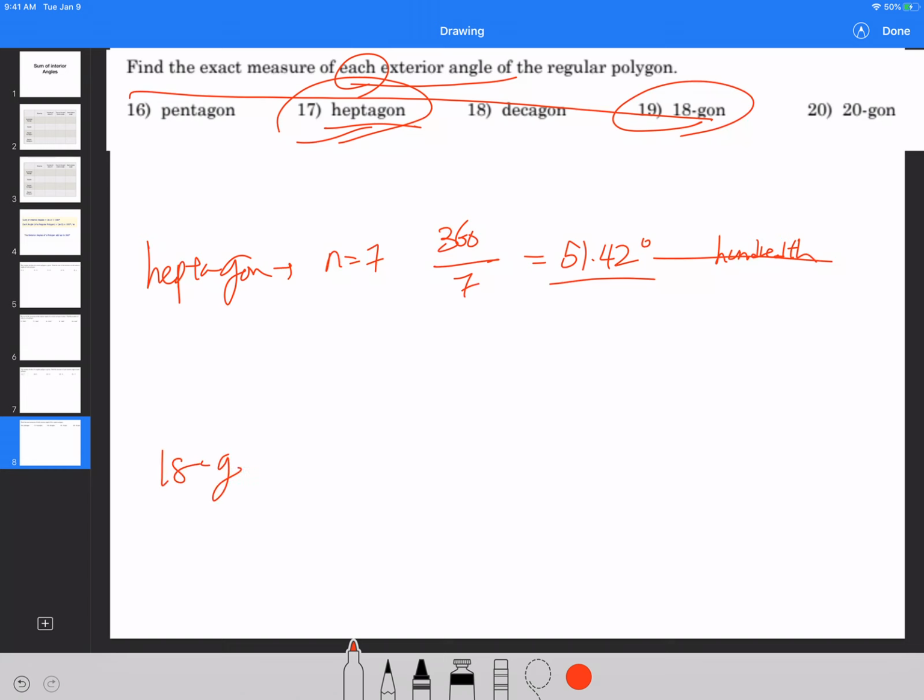Last one, 18, because there's really no Greek prefix for like 18. It doesn't matter the number of sides, right? It's 360 divided by 18 always. So 360 divided by 18 gives me exactly 20 degrees. So that should be the answer for how to do these questions.